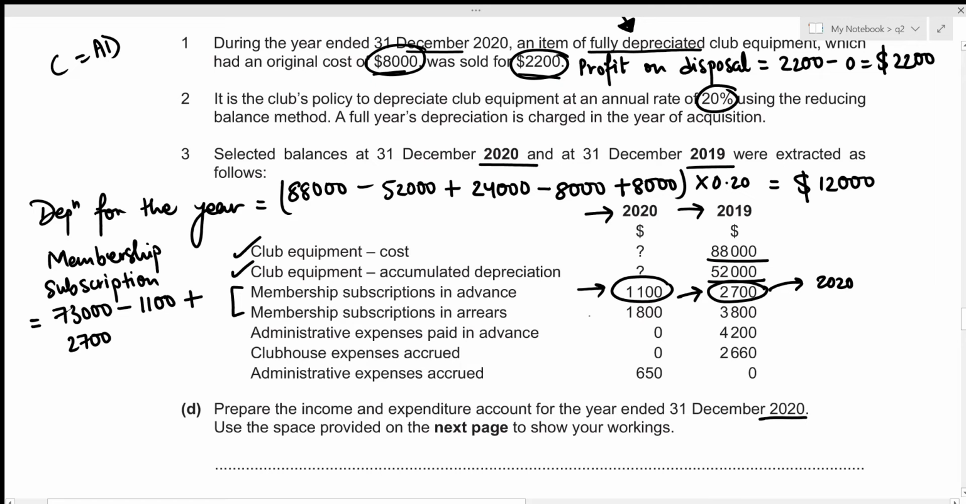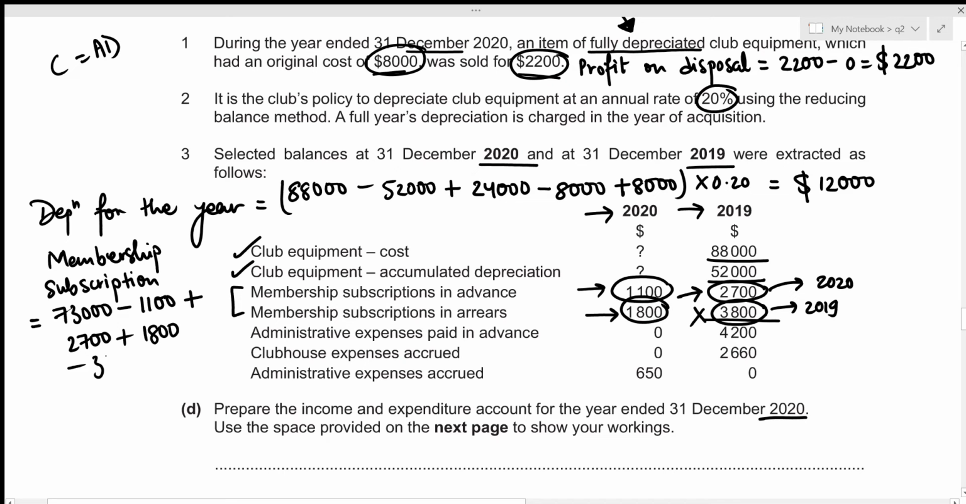So for 2020, we can see that some members are still yet to pay 1,800 as their membership fee for this particular year. So this should definitely be included, right? So that's plus 1,800. And for 2019, the arrears amounted to 3,800. And remember that this is a membership subscription that some members are yet to pay for the year of 2019. And since we are preparing the income and expenditure account for the year 2020, we should not be including the incomes for 2019. So we have to subtract this amount.